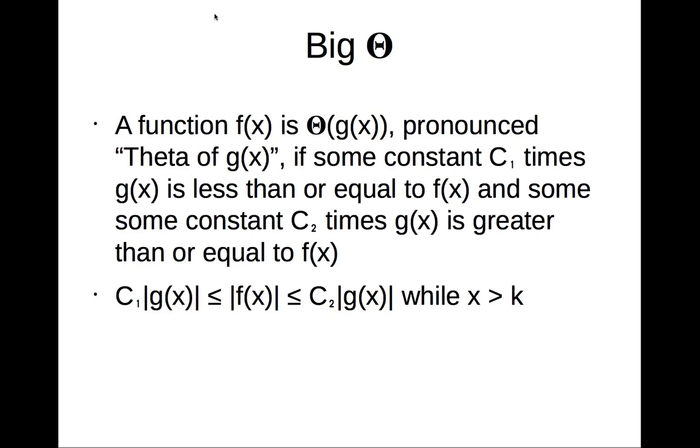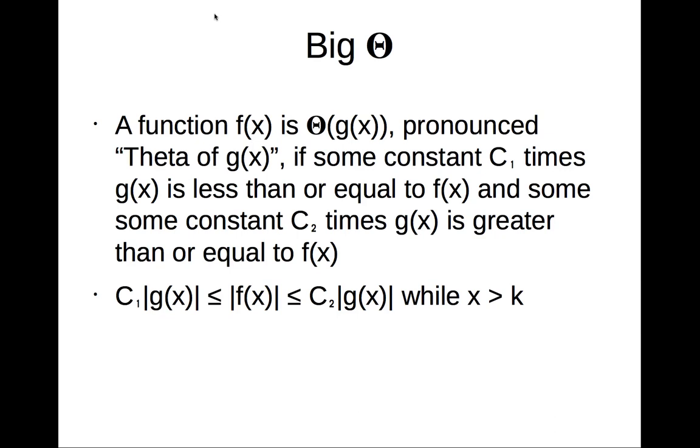Next we have Big Theta. A function f of x is Big Theta of g of x if some constant c1 times g of x is less than or equal to f of x, and some constant c2 times g of x is greater than or equal to f of x.